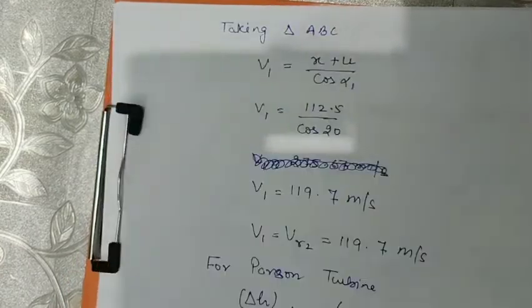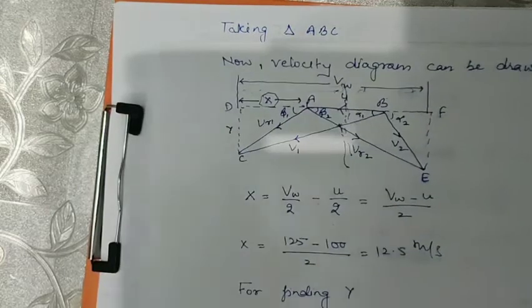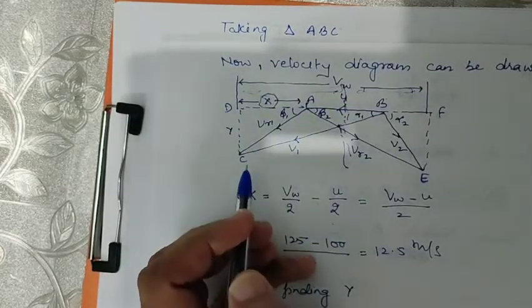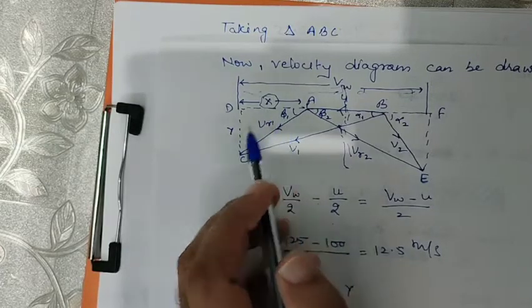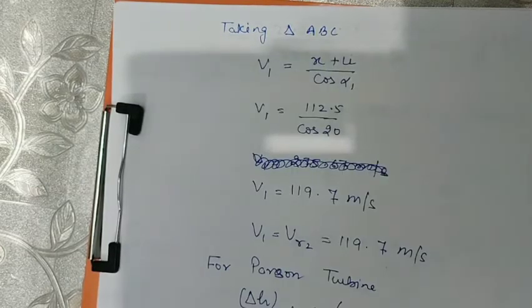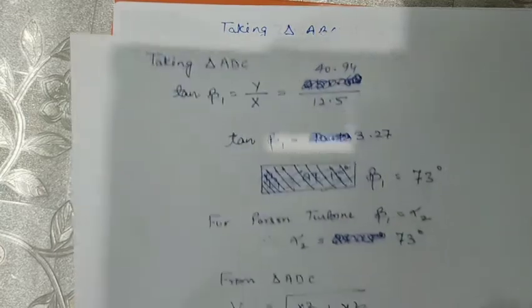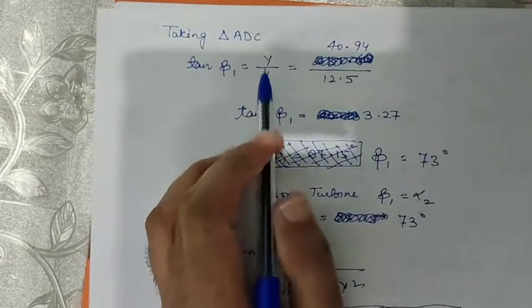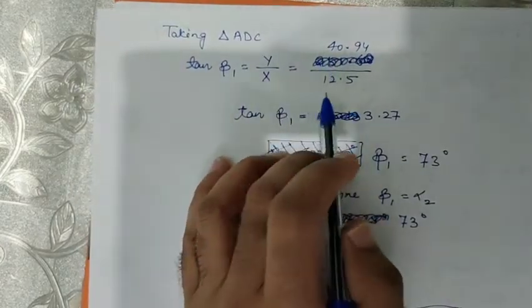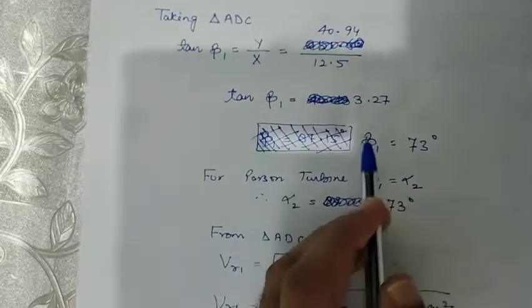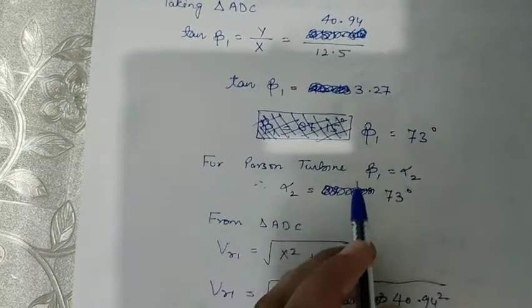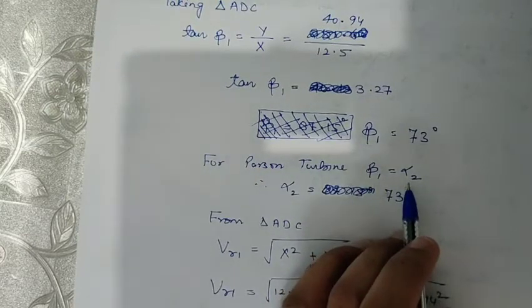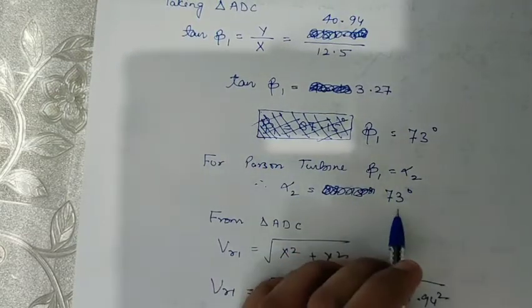Now taking triangle ADC, we can calculate y by x. Tan beta 1 is equal to y by x. We will put the value of y and x, and we will get the value of beta 1, that is 73 degree. Now for Parsons turbine, it is known that beta 1 is equal to alpha 2. So therefore alpha 2 is equal to 73 degree.